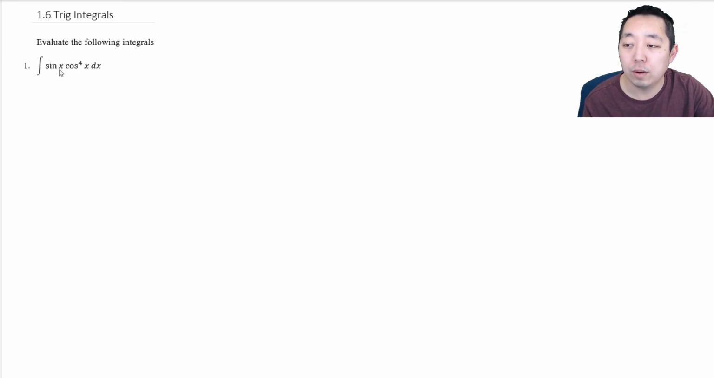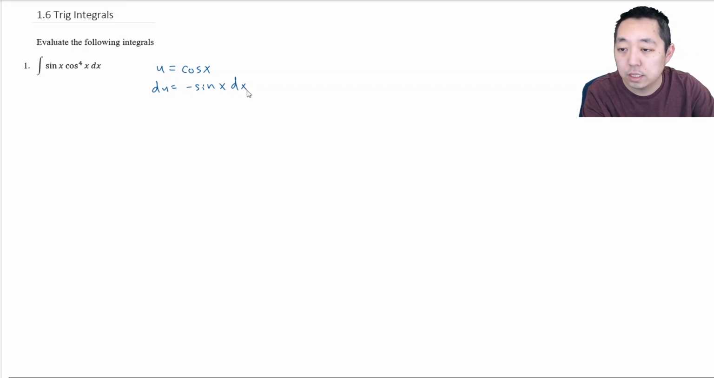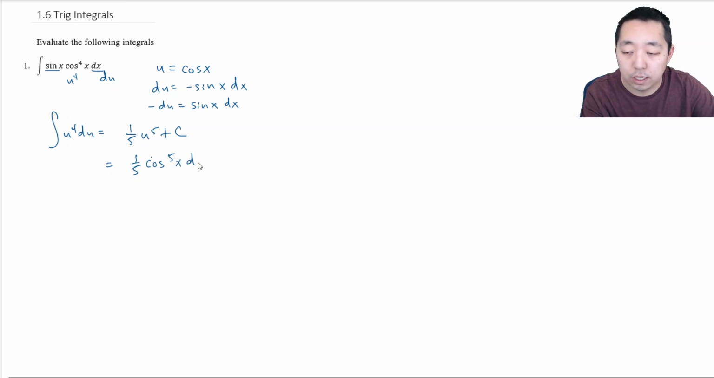Like if I have an odd power, this one's easy because I can just say u equals cosine x, and du would be negative sine x dx. So negative du would equal sine x dx. And so then I have my du right here, and then this is u to the fourth. So this would be the integral of u to the fourth du, which would be 1/5 u to the fifth plus c. And finally, substituting for u would be 1/5 cosine to the fifth x plus c.